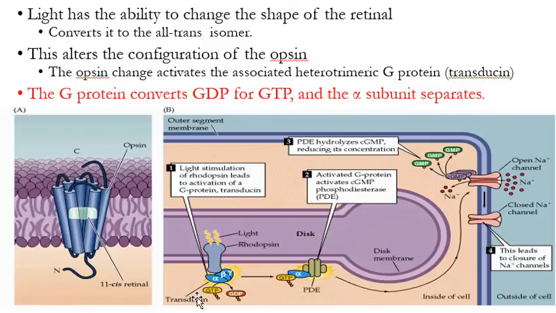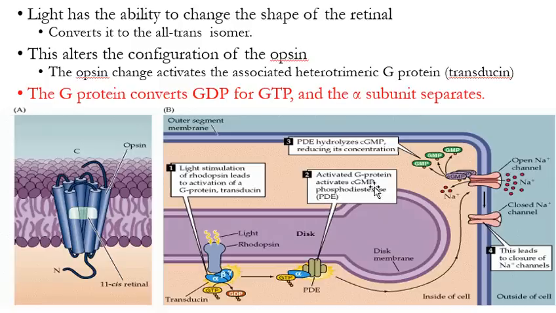This is shown in B, as transducin over here. B is showing an outer segment membrane and a disc, and on the disc is where we find our rhodopsin. So the light stimulation of rhodopsin leads to the activation of the G protein transducin. And what does that do?